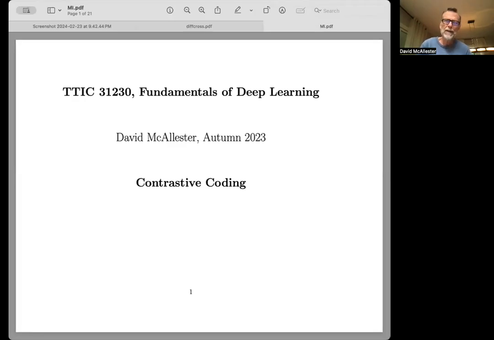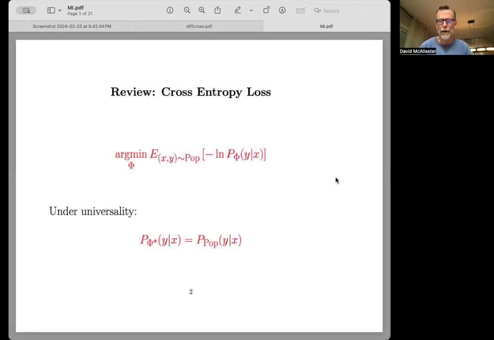Hello. This lecture is going to be on a fourth objective function or loss function for deep learning called contrastive coding. And this is a good opportunity to review the fundamental equations of deep learning. And of course, the first fundamental equation of deep learning is the cross-entropy loss.